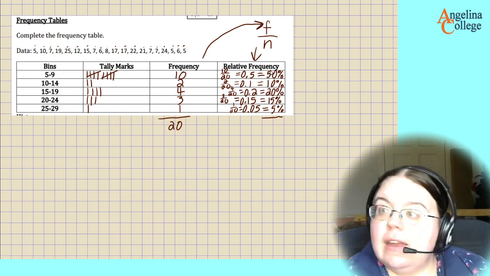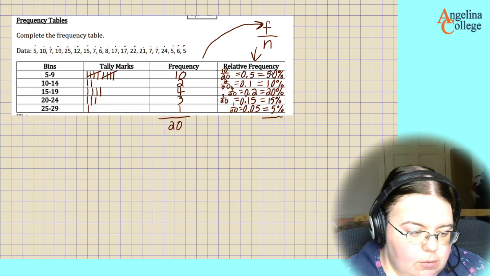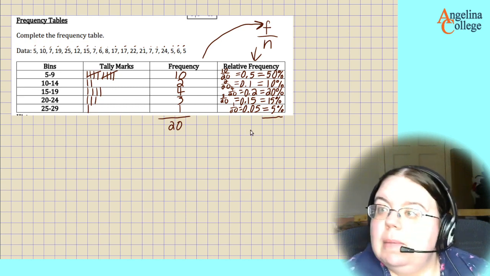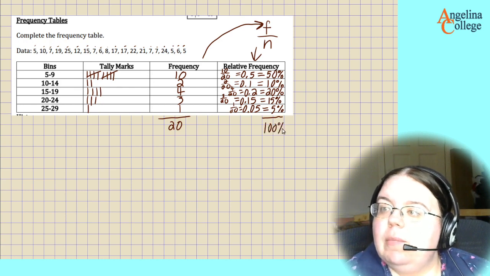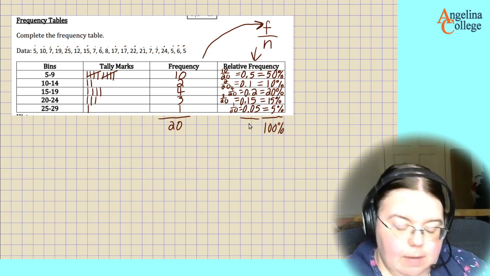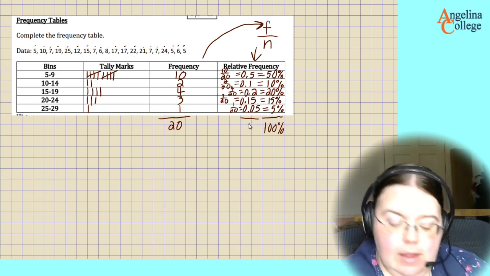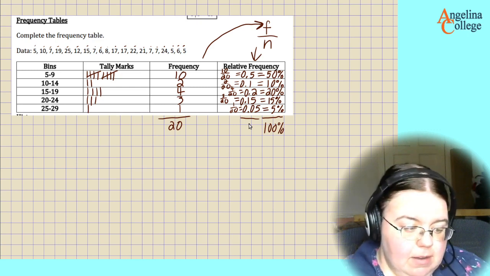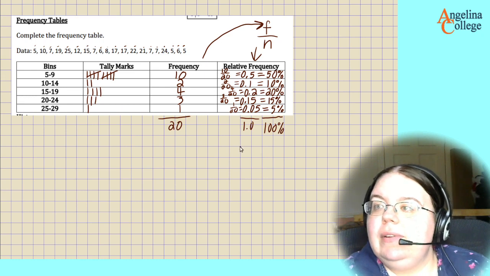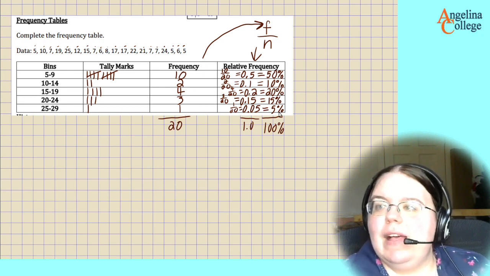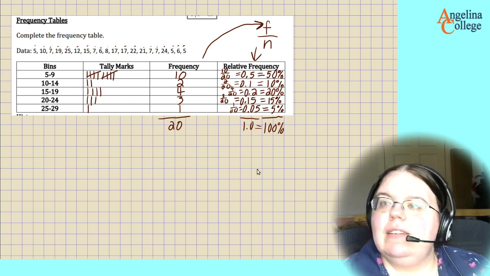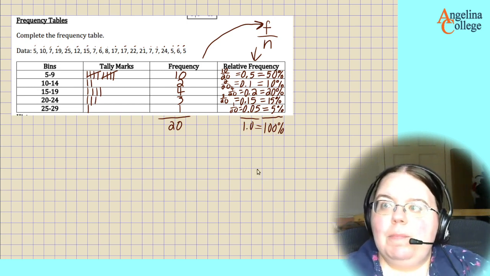A good way to check this is to add these all up. So let's see, 50 and 10 and 20 and 15 and 5 make 100, and we're in percents, or you can add the decimals up. So 0.5 and 0.1 and 0.2 and 0.15 and 0.05 give us a sum of 1.0. So we've got the same value either way, just depending on if we write it as a decimal or a percent.